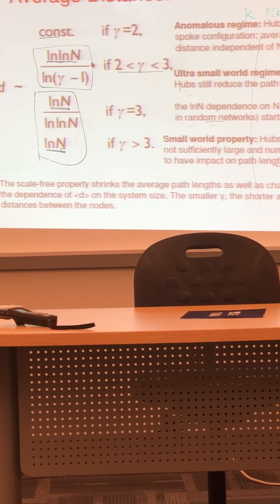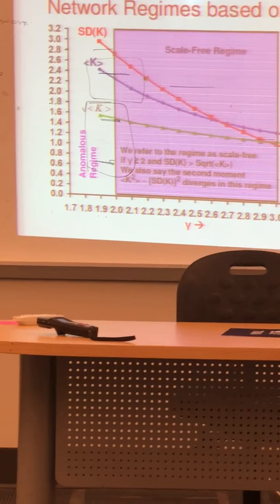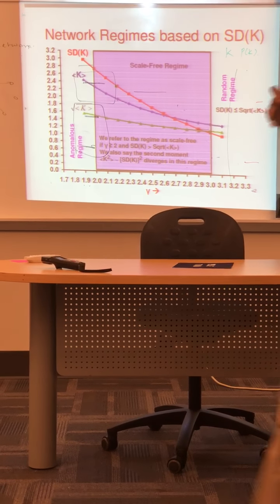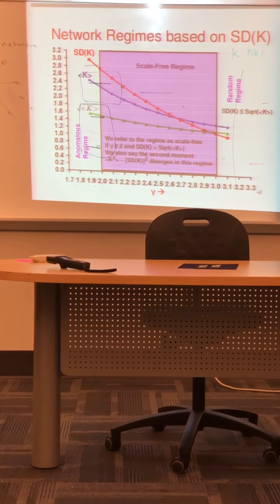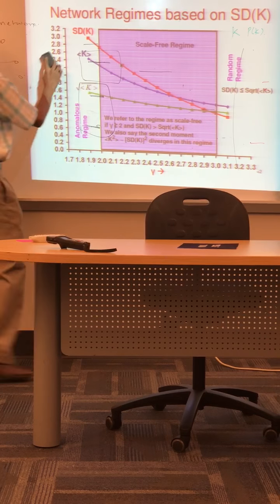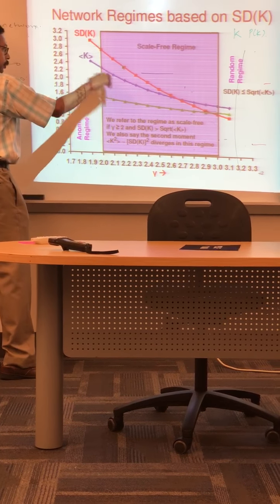Alright, so again, we are seeing this. For scale-free networks, gamma is typically between 2 and 3, where the standard deviation is mostly greater than the node degree. The standard deviation of node degree is greater than the average.